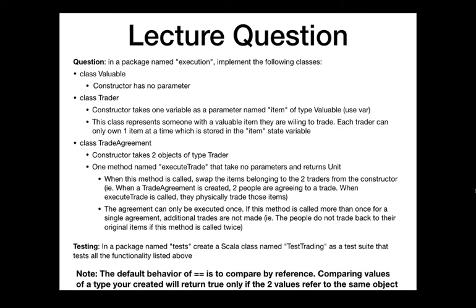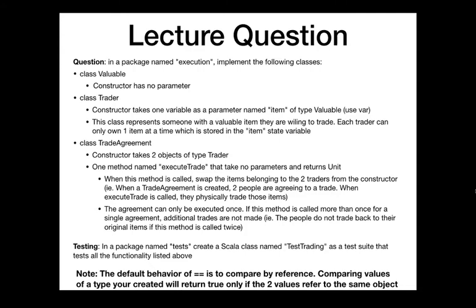This trade can only be executed once, so 2 traders enter into an agreement. They execute that trade. Calling executeTrade again doesn't do anything. They can't swap these items back and forth as you keep calling executeTrade. It's not really how trade agreements work. One agreement, one trade, calling the method after that, that should be disabled. So a little bit of extra functionality there.